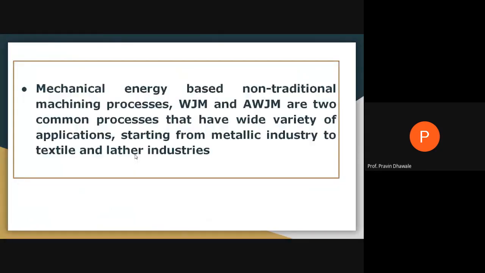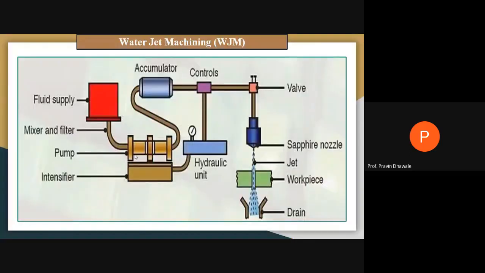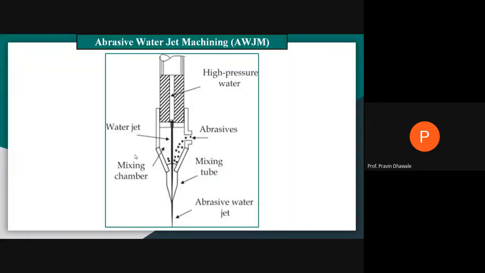As we are dealing with water jet machining and abrasive water jet machining, both are mechanical energy based, non-traditional processes, right? So both are having a wide variety of applications. It may be used from metallic industry to non-metal, plastic, textile, and leather industries also. Water jet machining, this will be the block diagram. Abrasive jet machining, this will be the nozzle jet diagram.